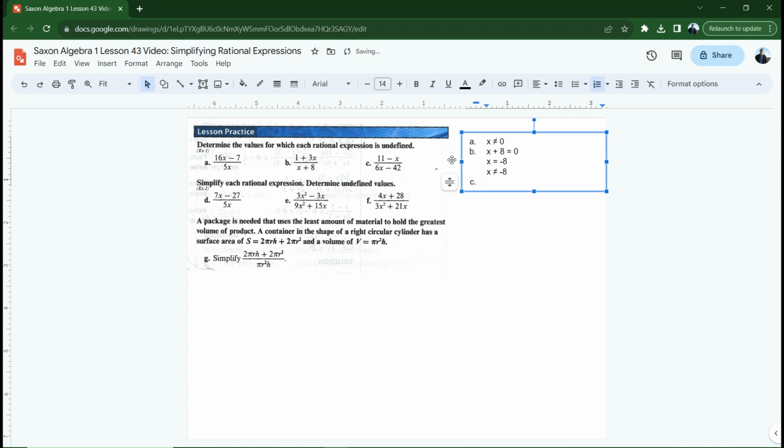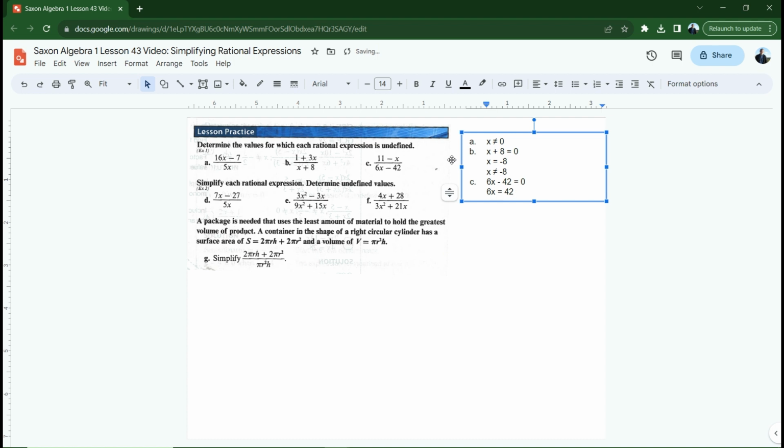So if you are ever in doubt, just set your denominator equal to 0 and calculate the value of x that would make it 0. Letter C is a prime example of this. This one might be a little bit hard to figure out, what value of x makes this 0. Okay, well, let's figure this out. So I'm going to add 42 to both sides. So 6x equals 42.